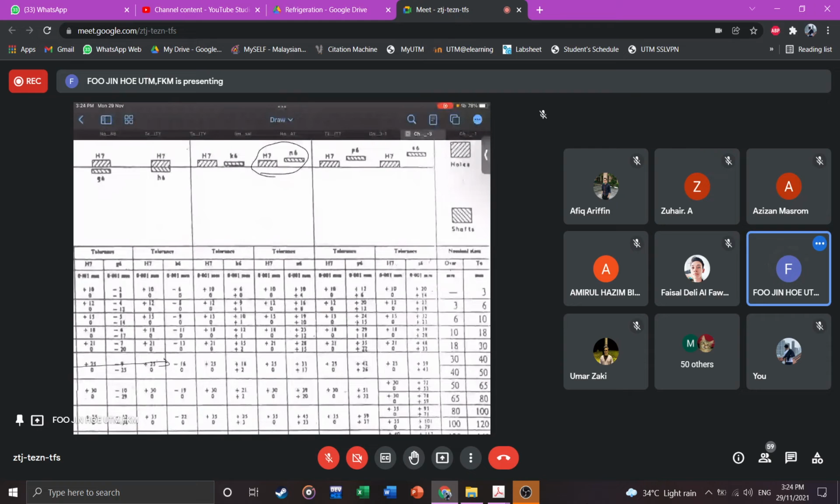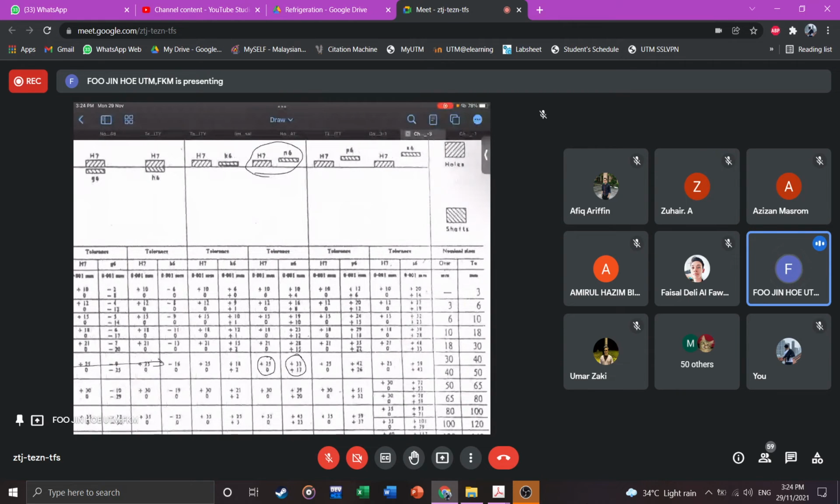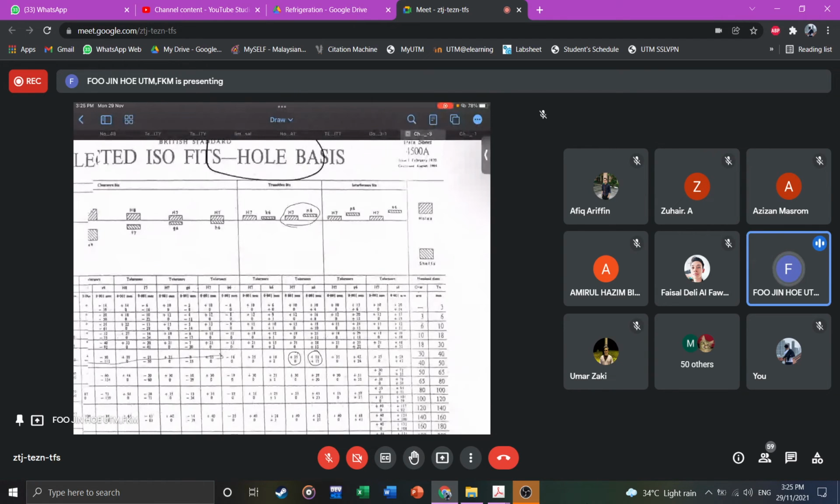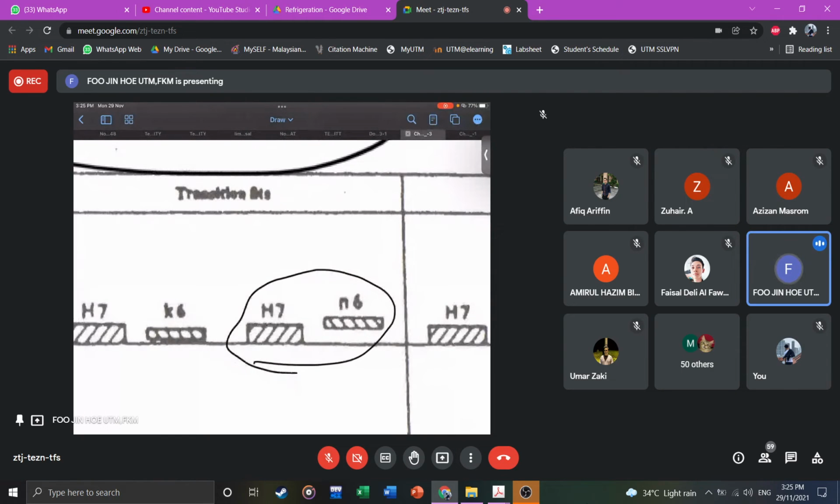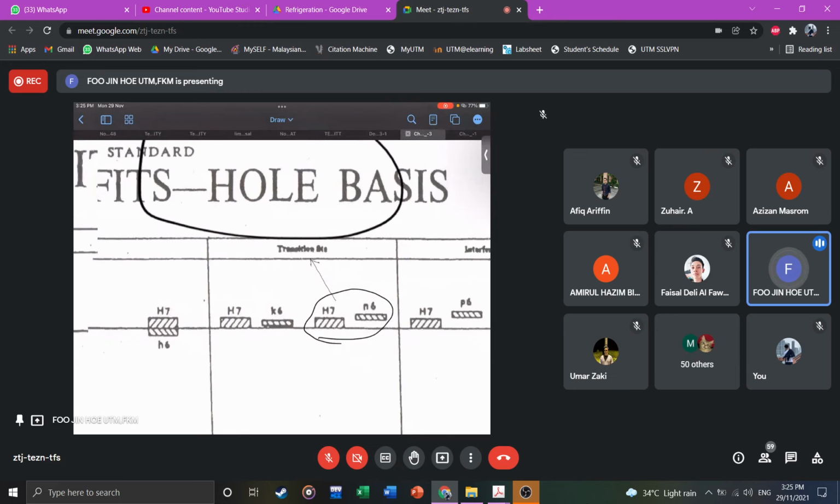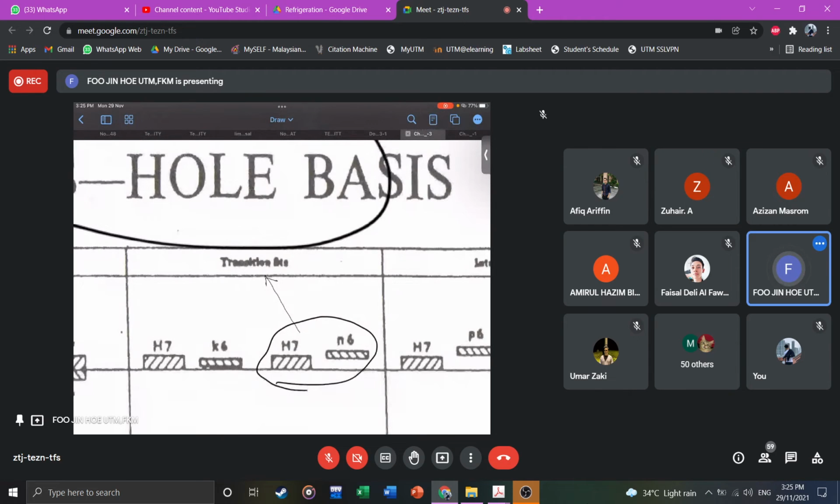There's another trick that you can do here: actually they already give you a hint. If you put H7 and N6 together, you will get a transition fit. You see here? The information tells you that this particular H7, K6, H7, N6 is transition fit.